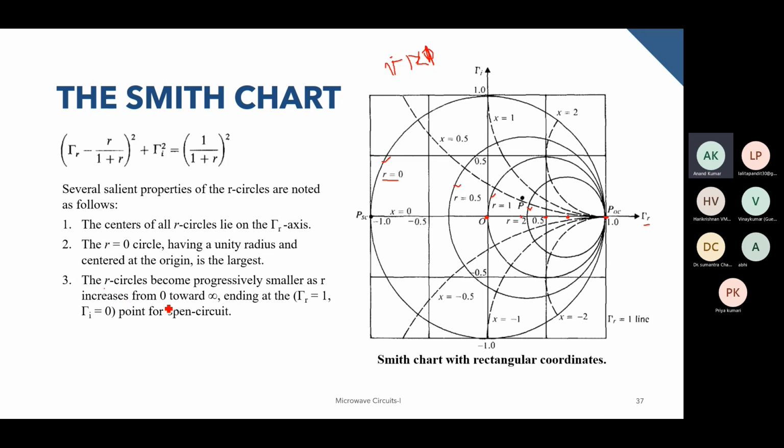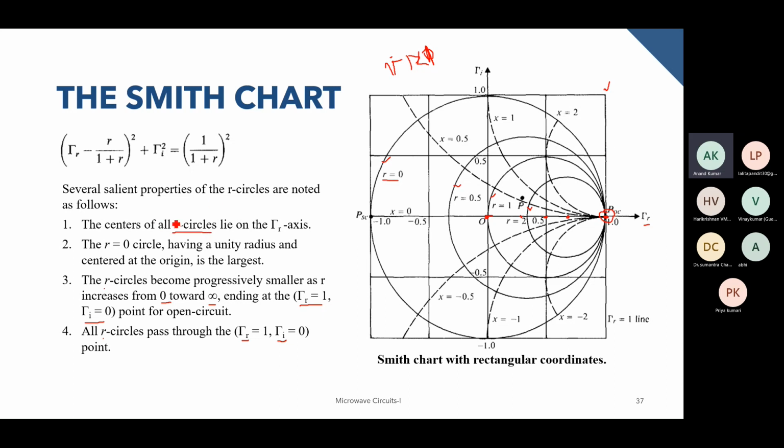So it increases from 0 towards infinite, ending at gamma r equal to 1 and gamma I equal to 0. So gamma r equal to 1 is this line, and gamma I equal to 0 is this line. So it will end over here. And again, all R circles will pass through gamma r equal to 1 and gamma I equal to 0. So all the circles will pass through this point over here. So these are the salient properties of the R circles.